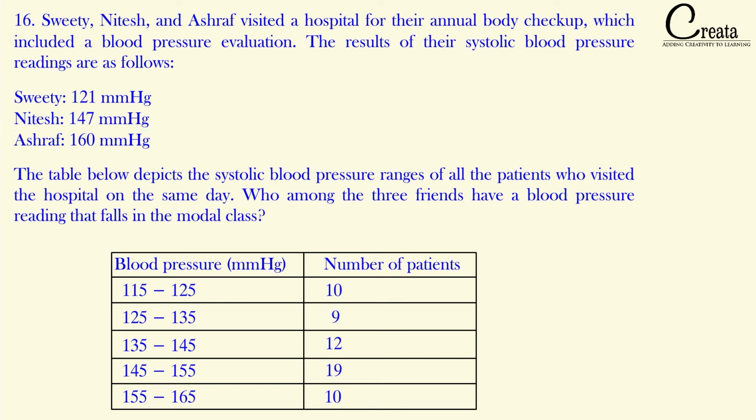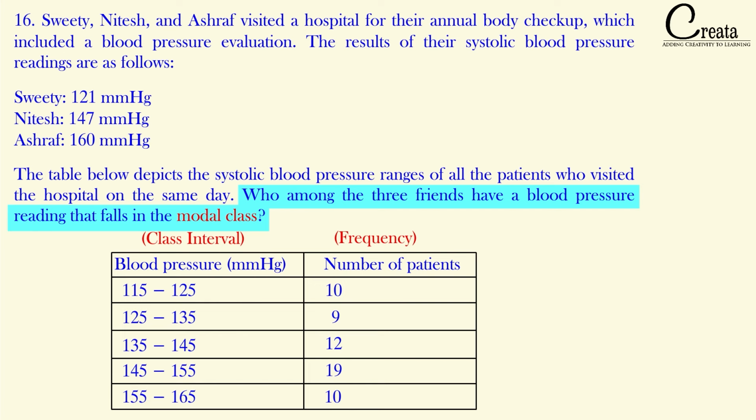Further, a table is also given, the table of the hospital, in which the range of blood pressure, that is class intervals, are given, and against this class interval the number of patients, the frequency, are given. And we have to calculate who among the three friends has a blood pressure reading that falls in the modal class. So this is the question.